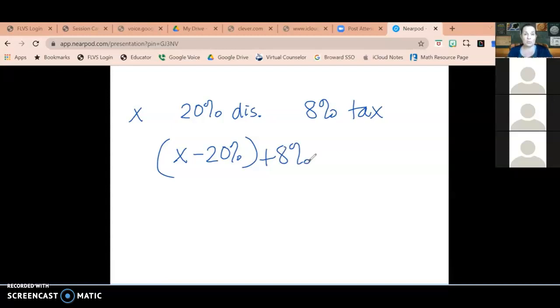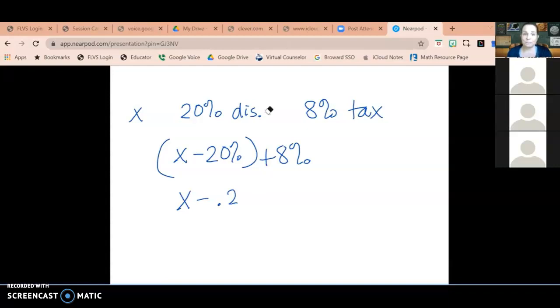I mean, essentially that's what we're doing, right? But we're not just doing minus 20%. Think about that. Minus 20% would be just like saying, I'm going to take the price and subtract 0.2. That's not the same as finding 20% of the price and subtracting it.